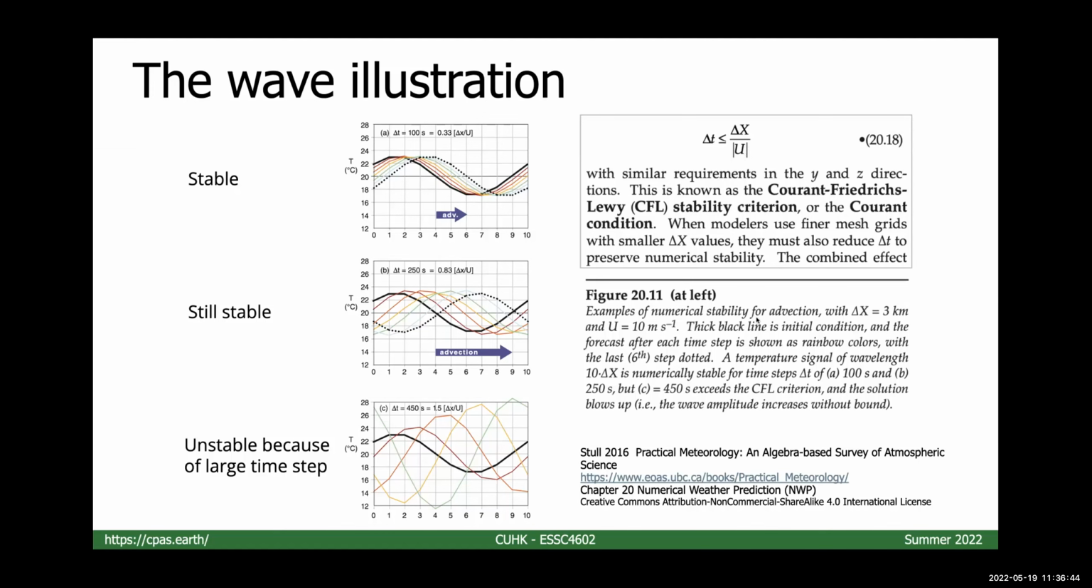So here are three examples. If you carry out a simulation with delta t of 100 seconds, and you do the calculation, it is only 3.33 relative to the term on the right-hand side. So it is smaller. The initial state is represented by the black curve. There is a wave in the model, and it is propagating. In the next time step, it is the red line.